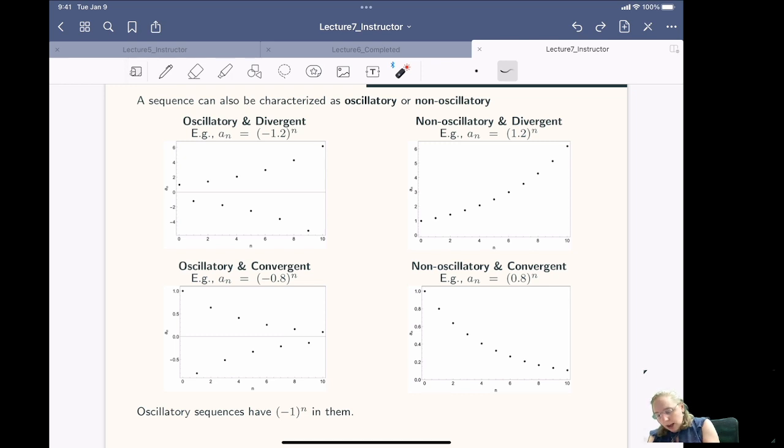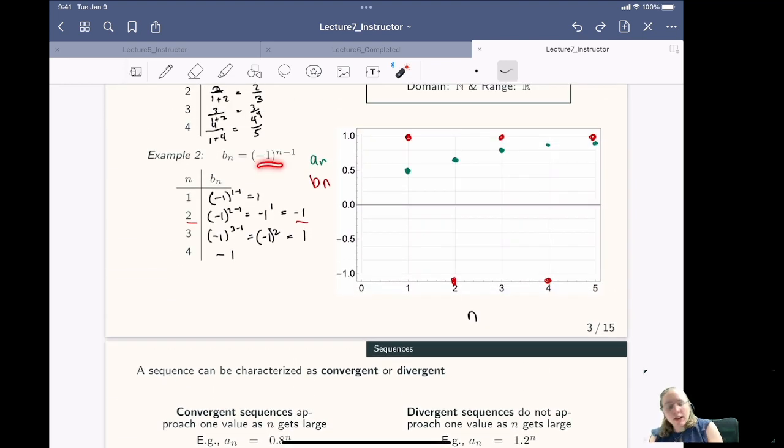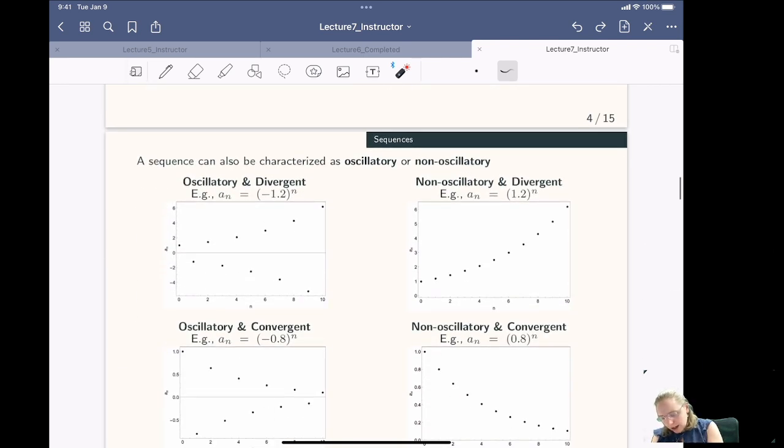So if we take a_n is equal to (-1.2)^n, notice that usually if you have a minus sign to the n, this is oscillatory. So this is going to oscillate back and forth. So in our first example, we had (-1)^n. So if we raise a negative number to a power, we get something that's oscillatory. If we oscillate back and forth at 1.2, it gets further and further and further away from each other. So this is oscillatory and divergent.